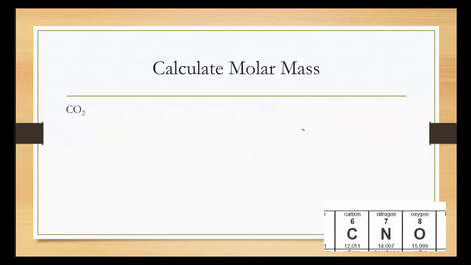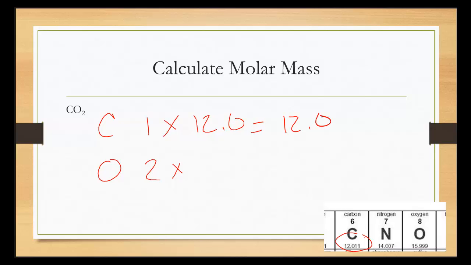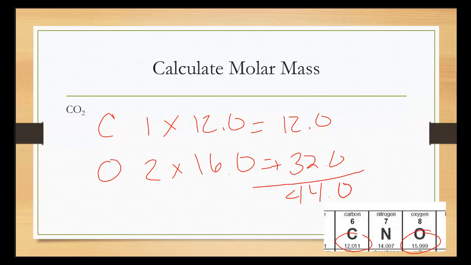Carbon dioxide. Carbon and oxygen. We have 1 carbon, 2 oxygens. Carbon's right here, 12.0. So 1 times 12.0 is 12.0. Oxygen's right here, 16.0. 2 times 16.0 comes out to be 32.0. Add those together, and it comes out to be 44.0 grams per mole.